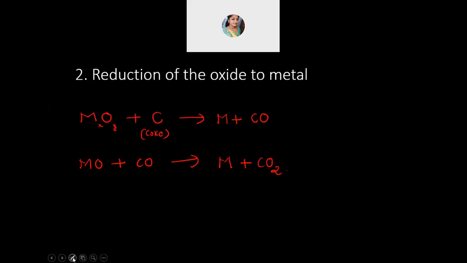What do you think? Can we take something else as a reducing agent also? Yes, you can take, but you can take a highly reactive metal. Highly reactive metal will easily combine with oxygen and will reduce this compound. Okay, so it will reduce this and they will get oxidized.